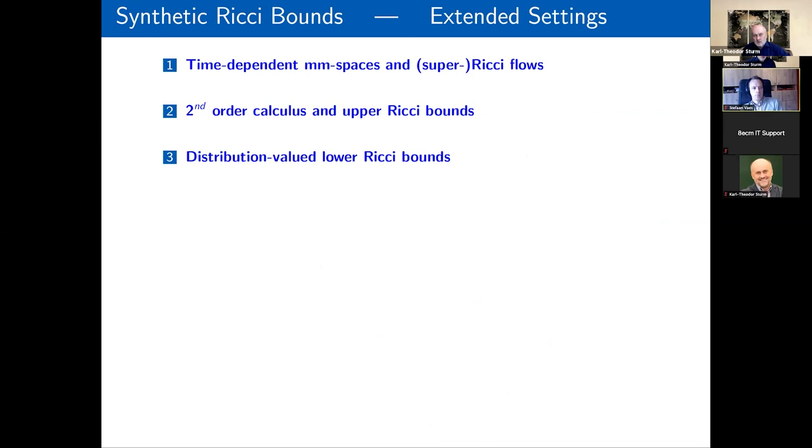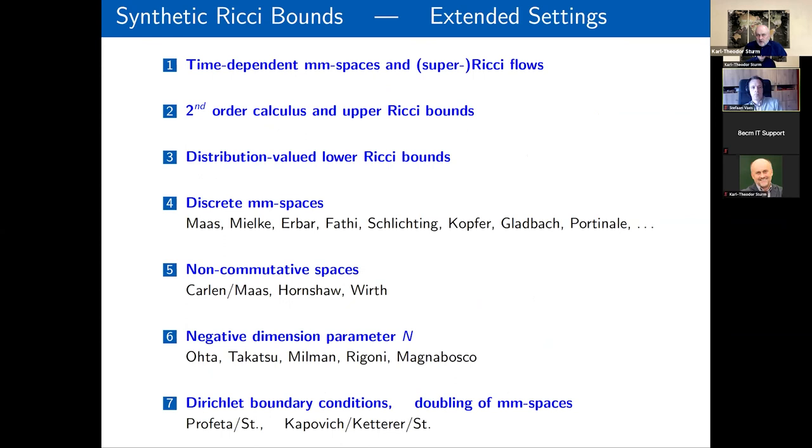And so we have seen these extensions, and let me finally mention various other applications and extensions, most importantly perhaps to discrete spaces. There is a huge theory going on, initiated by Maas and Mielke, who invented this concept of synthetic Ricci curvature bounds for discrete spaces, despite the fact that there are no geodesics on this space. There is application to non-commutative spaces. There is a very interesting work towards curvature dimension condition with negative dimension parameter, which then leads to a larger class of examples.